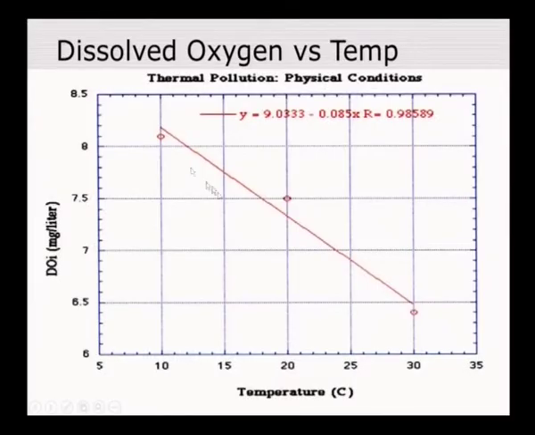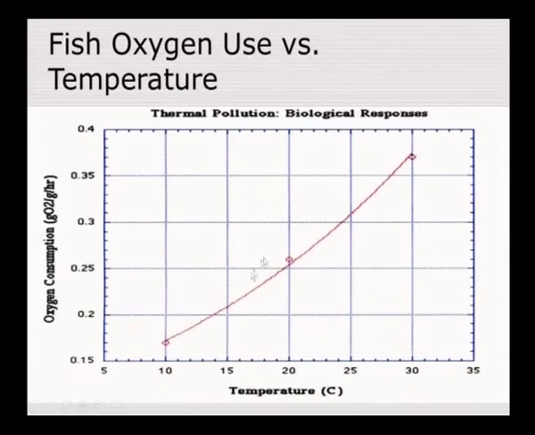Now, this is dissolved oxygen versus temperature. You can see dissolved oxygen versus temperature. As the temperature increases, there is a significant drop as well in the percentage of oxygen. So, that has to be seriously taken into account. When 30 degrees is there, it drops so much more, versus just a mere 10 degrees. So, within 20 degrees there is a steep drop in dissolved oxygen. Fish oxygen use versus temperature. Again over here, oxygen consumption versus temperature.